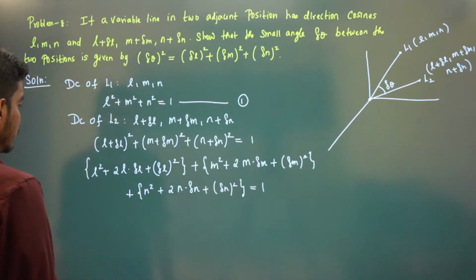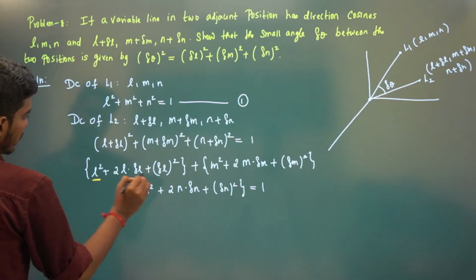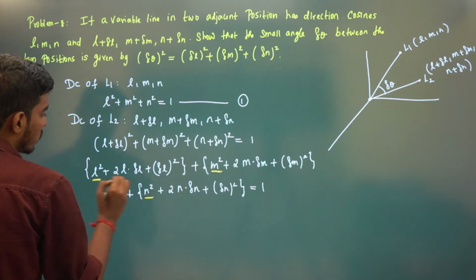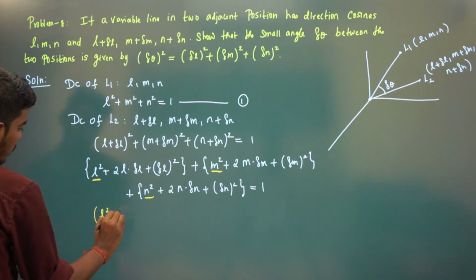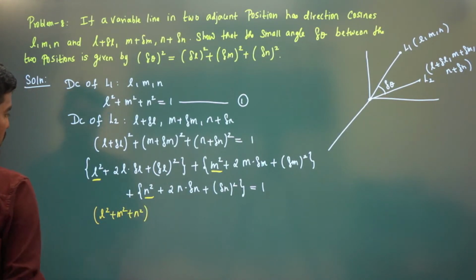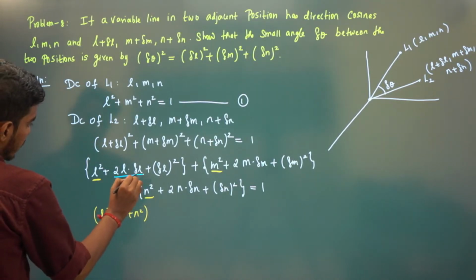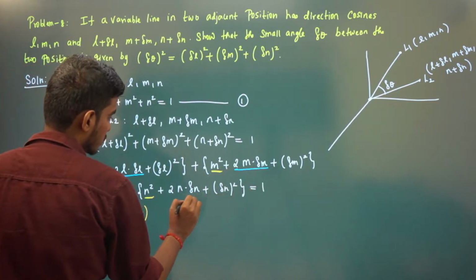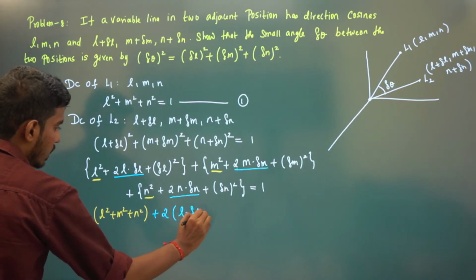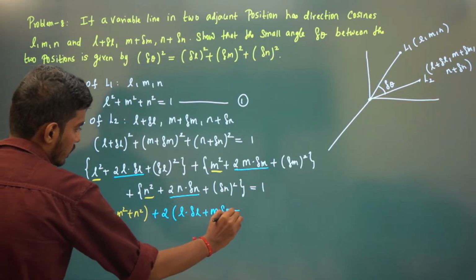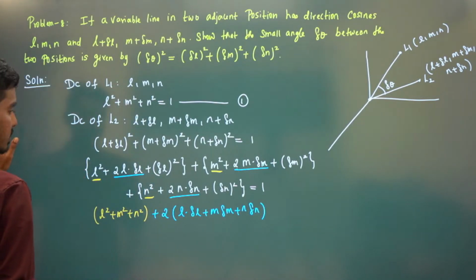Now I can write this as, let us combine this. Let us combine these terms, L square plus M square plus N square, and let us take 2 common in these terms. So if I take 2 common here, we will have L into del L, M into del M, N into del N, and let us write the remaining terms as it is.